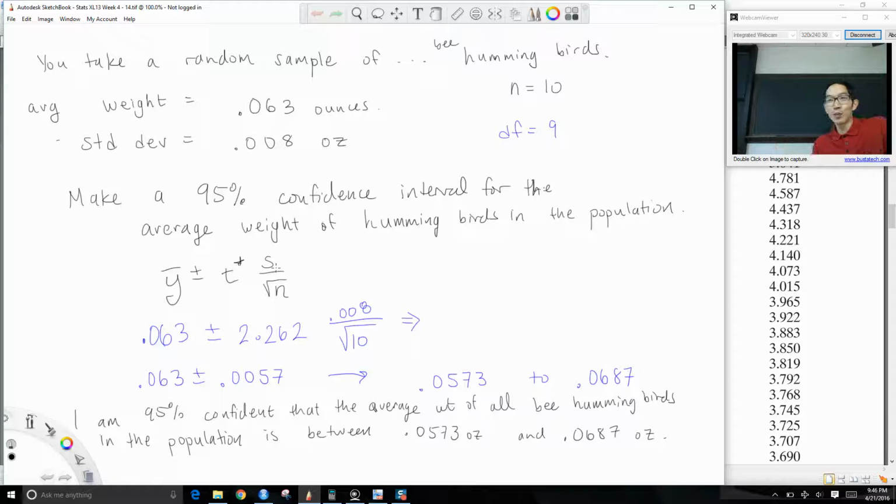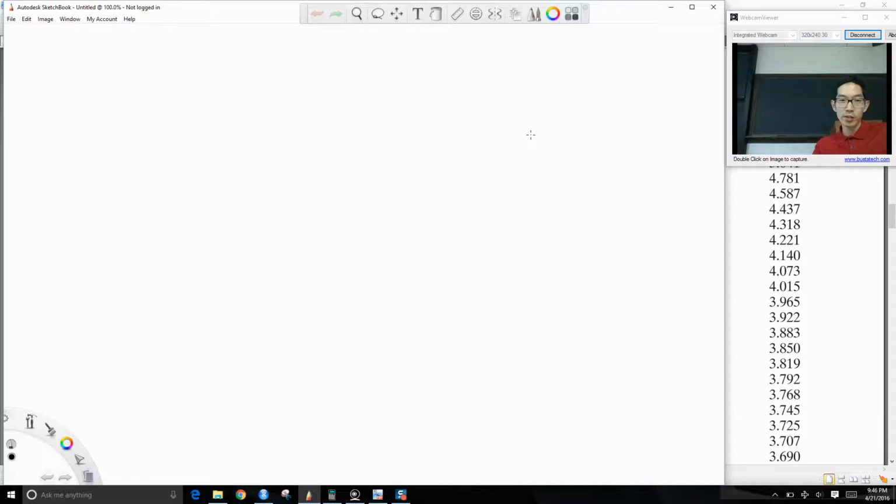When we're talking about hummingbirds, it's reasonable to think that their weight follows a normal distribution, I think, okay? But if we were talking about income or even human weight, which are both skewed, our confidence intervals would not work as well.